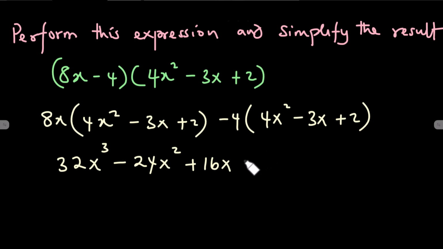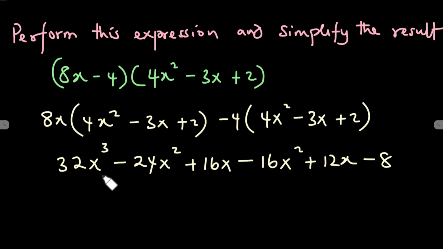Minus 4 times 4x squared is minus 16x squared. And minus 4 times minus 3x is plus 12x. And minus 4 multiplied by plus 2, that will be minus 8. Now, I will have to simplify my answer.